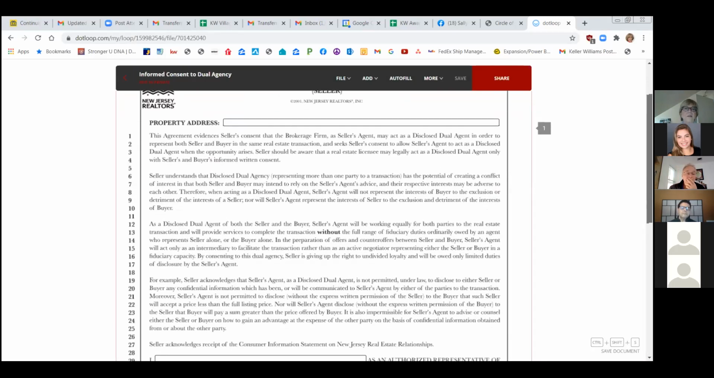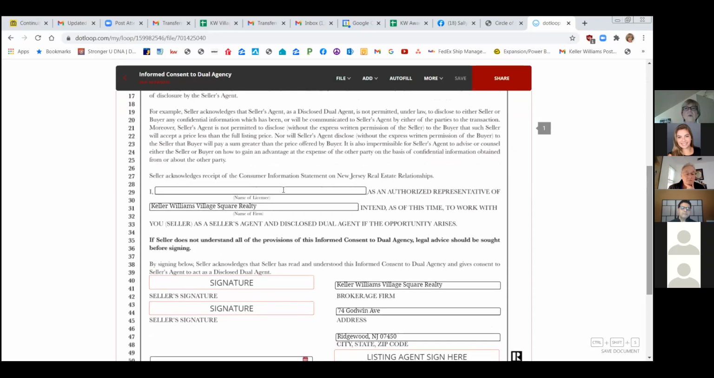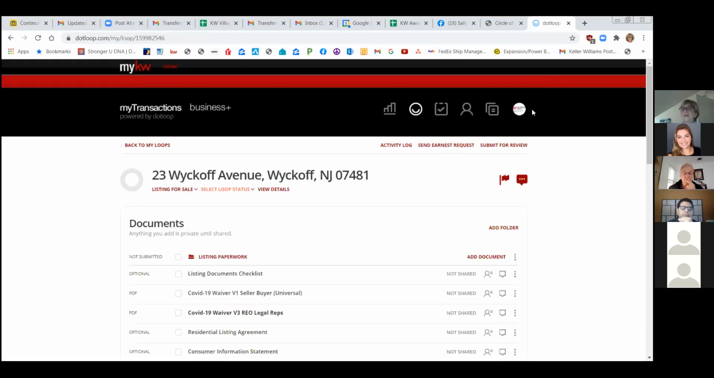Okay, the next document that you need is that dual agency one, which again is a required document, even though it says optional next to it. You're going to fill in your name and then assign these to the sellers. And then you are going to sign as the listing agent. And that's just their further consent to dual agency.